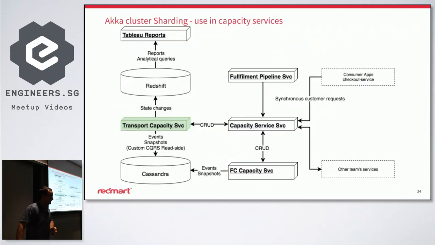It's used in the transport capacity service, as I've said. We have shifts of vans performing deliveries, and every shift is represented as a single actor, a single sharded entity. That's because all the capacity available for a shift is reserved for that shift. We have 10 vans in this shift, we can deliver like 100 orders. As opposed to what we have in capacity, where we have people and they can pick for different things, and all that stuff is shared.